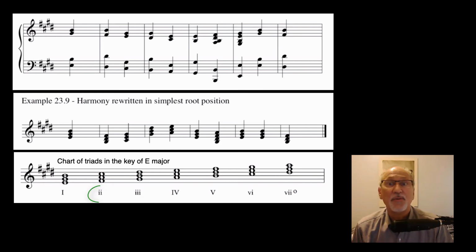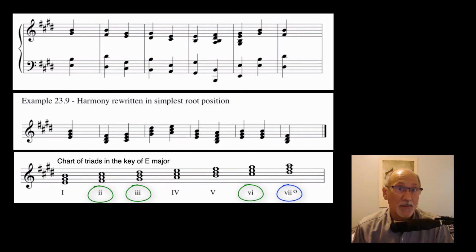And notice that the 2, 3, and 6 chords are written with lowercase Roman numerals, and that's to show that they are minor. But you should also see that the 7 diminished chord is lowercase and written with that little diminished symbol, that little circle, to indicate that it's diminished in quality. Now, all major keys will display this same pattern of triadic qualities.